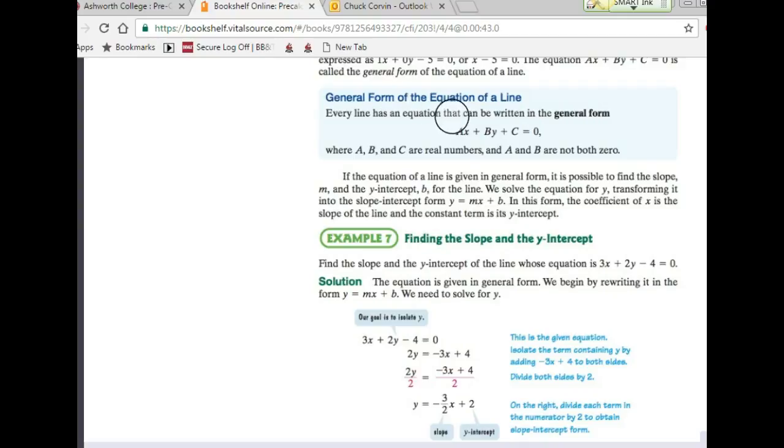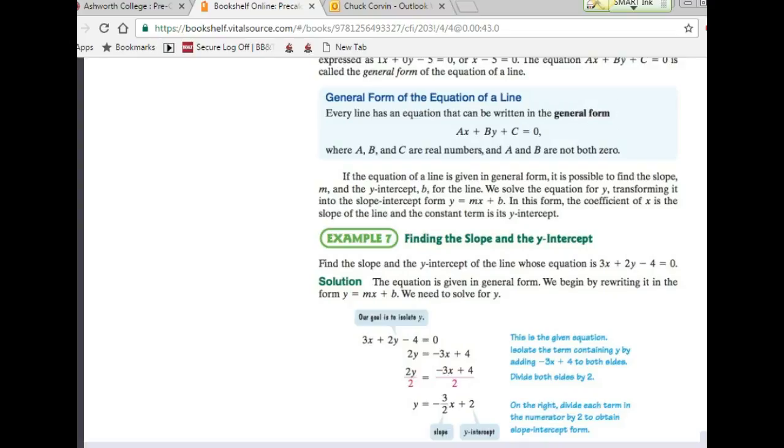Every equation of a line can be written in what's called general form if everything is put on one side and one side is equal to 0. So the x part, the y part, and the constant part is all put on the left side, and that's equal to 0. And sometimes, as you're working through different parts of equations, you're going to notice that they're given to you in general form.